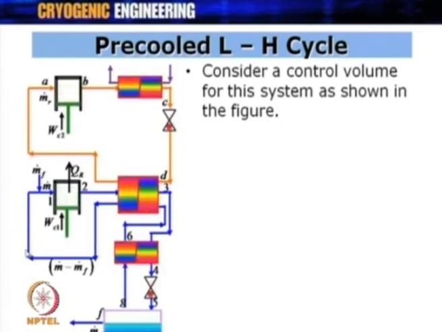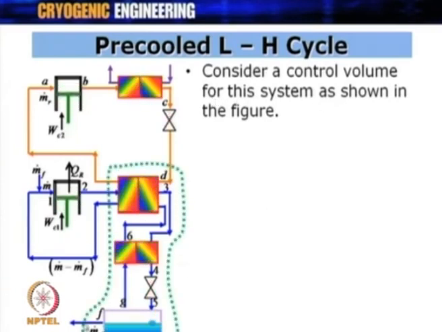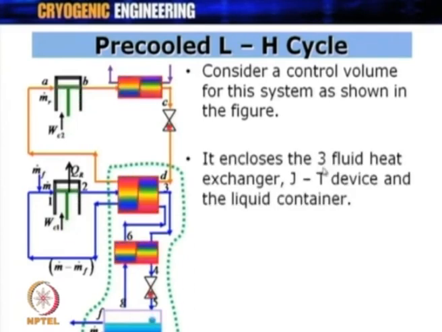Now, if I want to analyze this circuit further, I will consider a control volume for this system as shown in the figure, and this is my control volume, in which I am excluding the compressor and I am taking the pre-cooled heat exchanger, main heat exchanger and the container. So, it includes the 3 fluid heat exchanger, this is one, then the JT device and the liquid container.